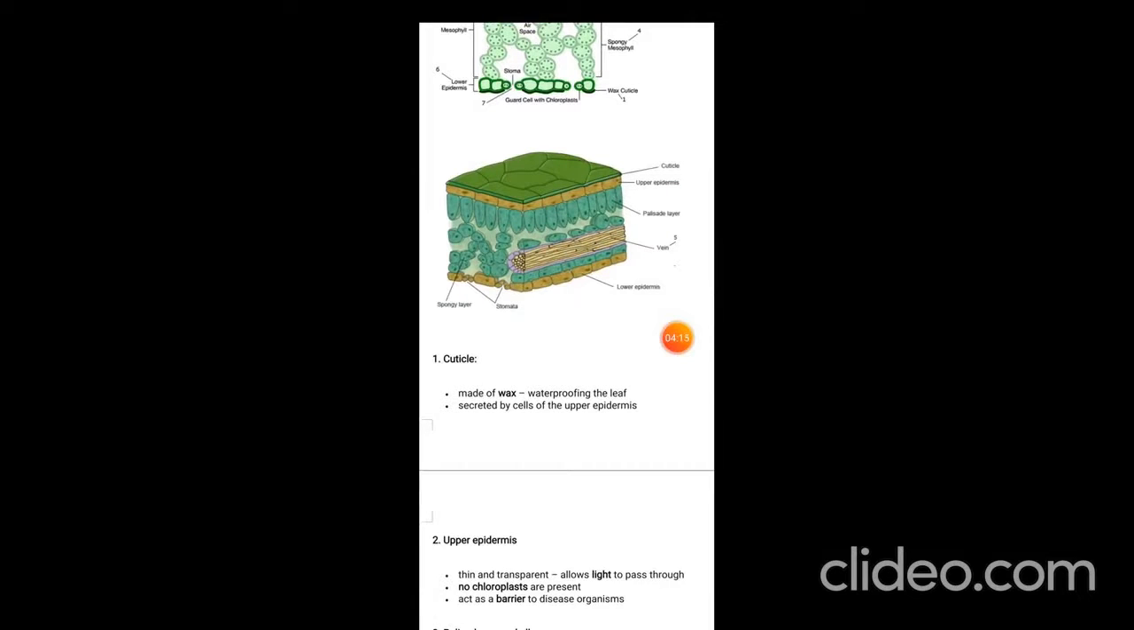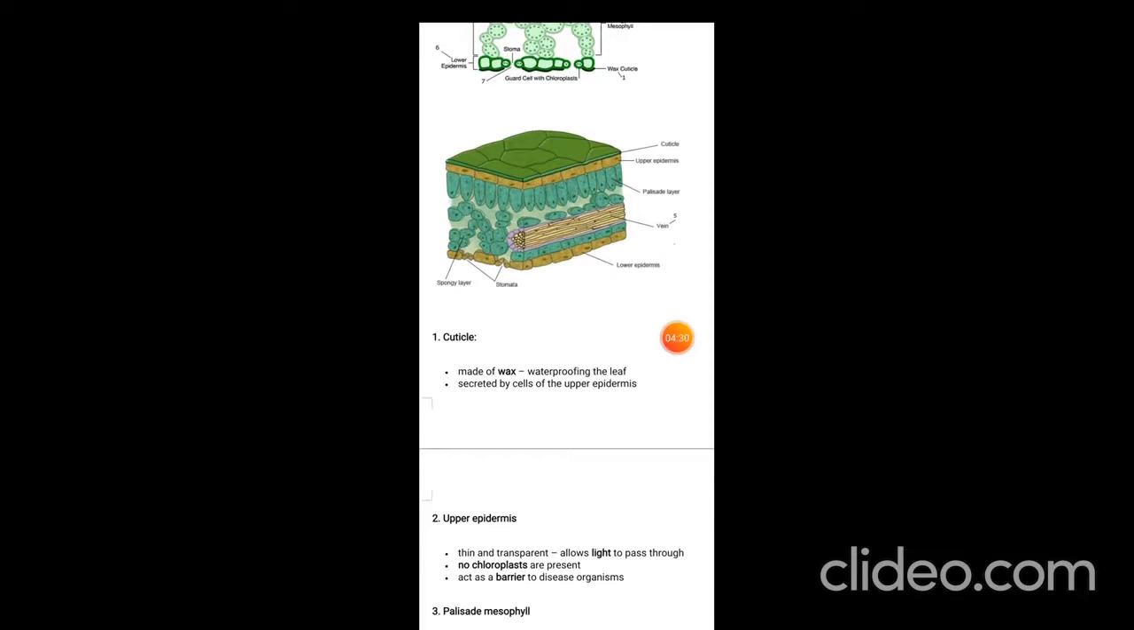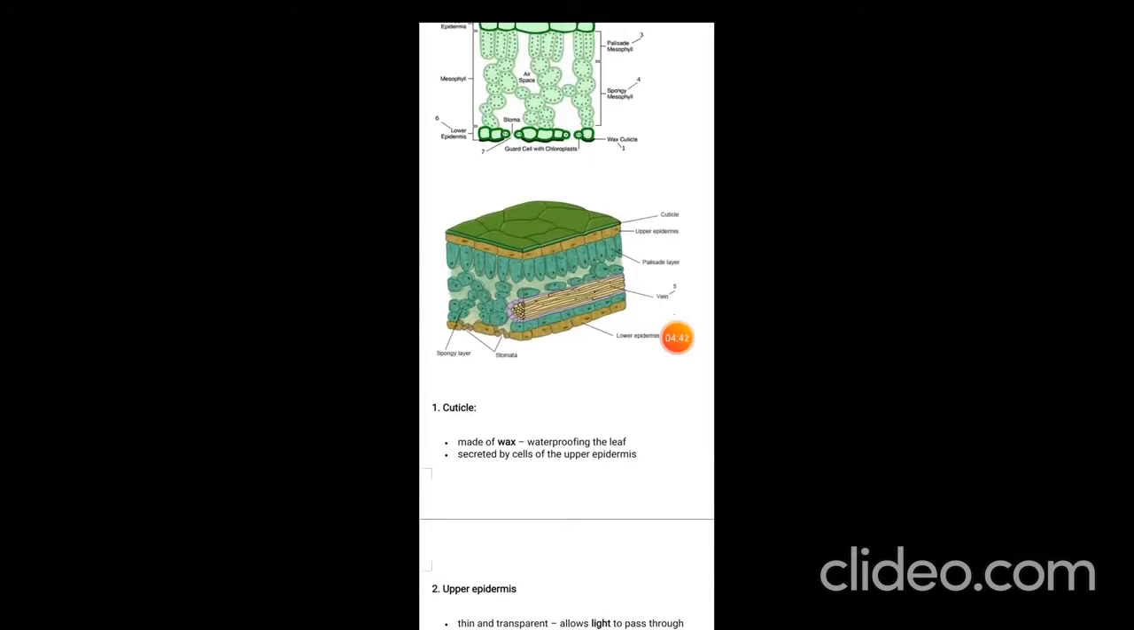And when you see this 3D diagram, you can see exactly the thing. The thick green color is the epidermis. Upper layer is green in color. Just below that is the cuticle. Then you can see the upper epidermis, palisade layer. Then you can see the veins which run in between the leaf. Then the lower epidermis and the stomata and the spongy layer. This is how they are arranged.